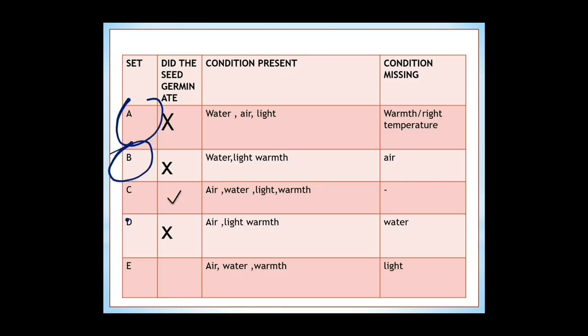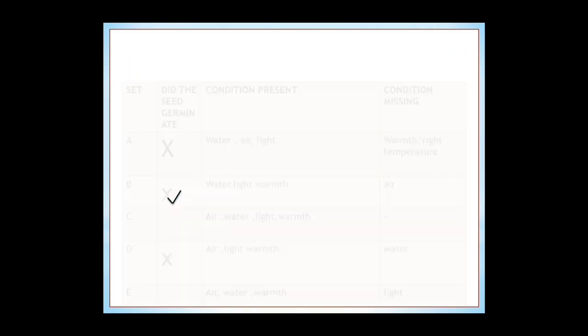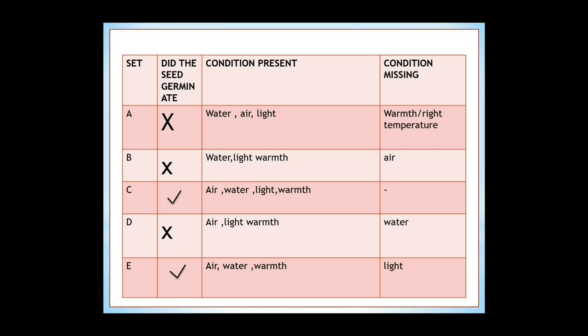But seeds germinated in set C and E. Seeds germinated in set C and E because they are having all the conditions. But if you look carefully, in set A, right amount of temperature was not there because it was kept in refrigerator, so seeds did not germinate.